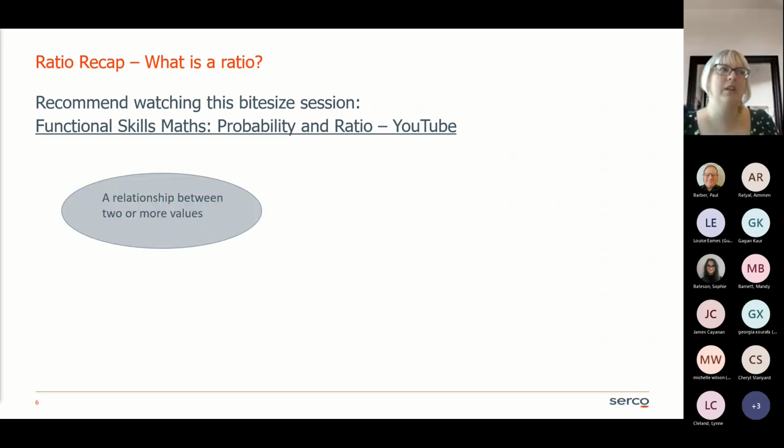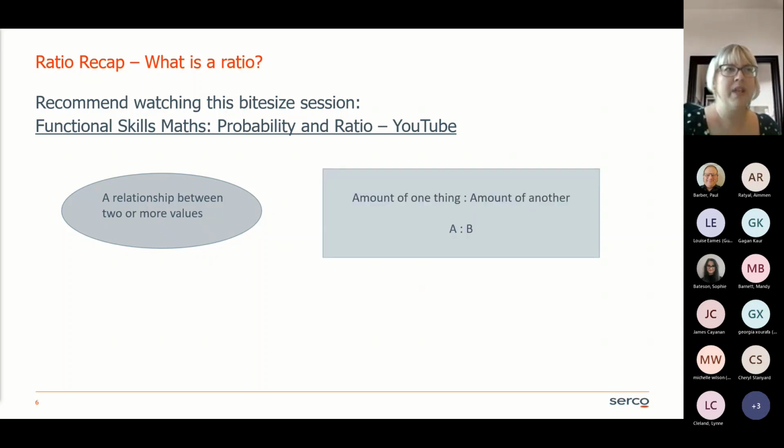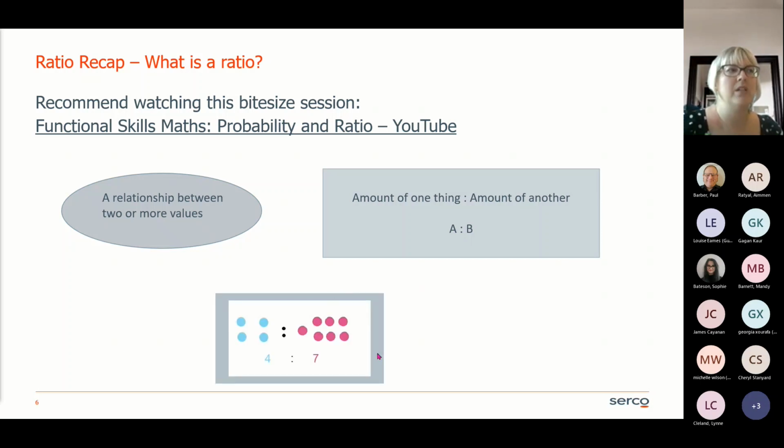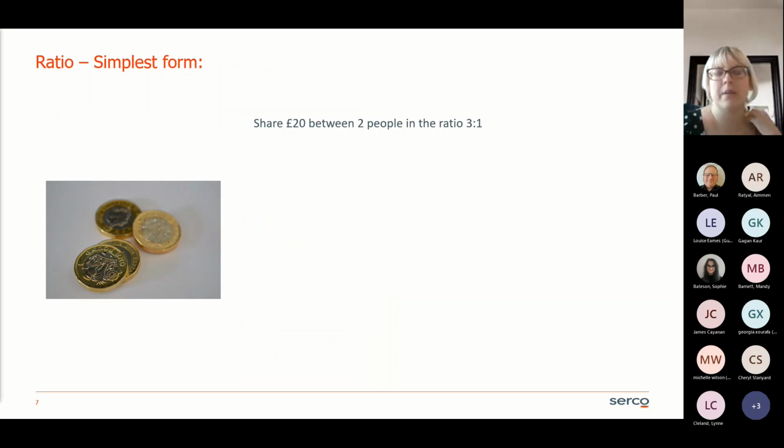So ratio is a relationship between two or more values, and it's usually presented like this. You'll have the amount of one thing, a colon, so your two dots, and then the amount of another, and it will usually look like A colon B. And I've got a nice little image so you can see. So you're comparing one value to another. It's quite tricky to ask you to say what that is, isn't it? Really a bit of a throw in the deep end. So we're going to have a little recap on ratio in its simplest form.